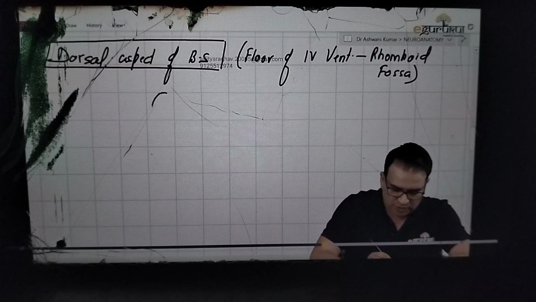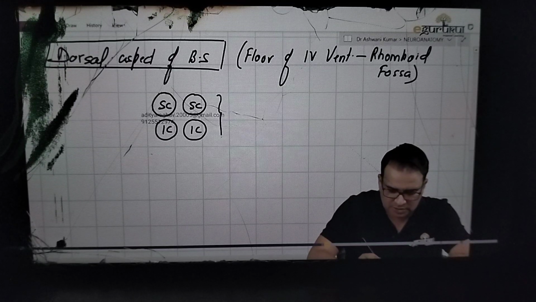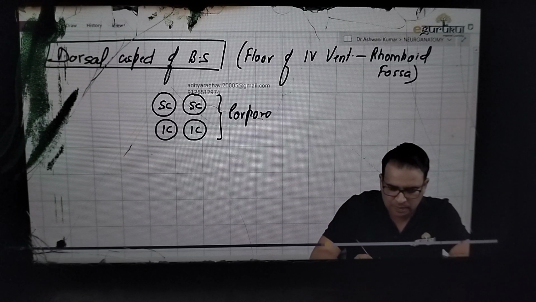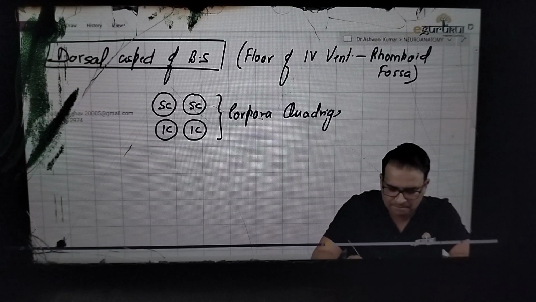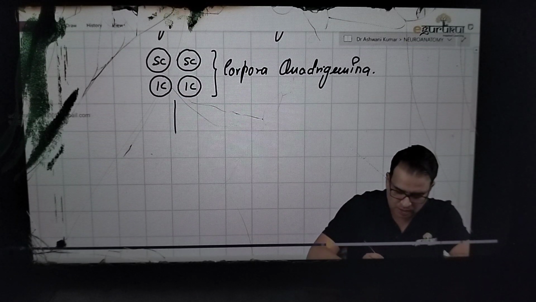So here we go. These are the two superior colliculus and the two inferior colliculus. So starting from the midbrain part, we have superior colliculus and inferior colliculus. And as we already mentioned, these four colliculi together are called the corpora quadrigemina. This here is the floor.